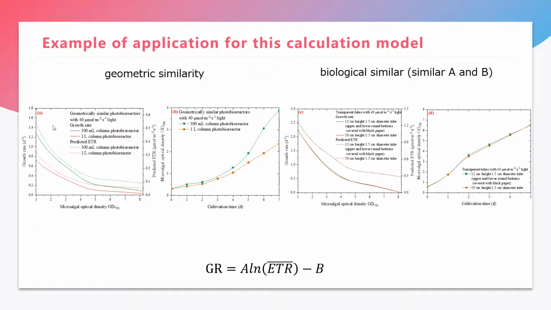First, we have two geometrically similar column photoreactors. Their ETR calculated by our software are totally different, as shown in this left figure. So in the actual experiment, they have totally different growth curves, although with the same microalgal strains and almost the same experimental conditions.